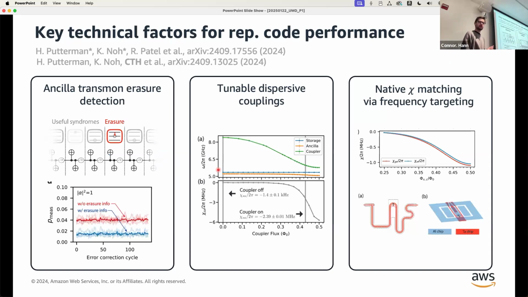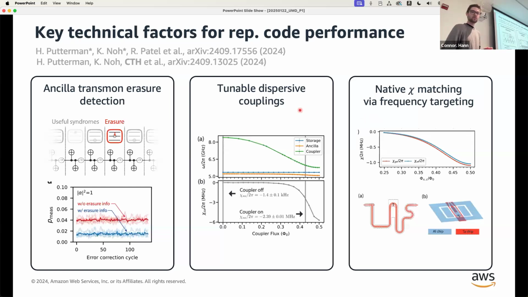Before moving on, though, and talking about performance, here again, I wanted to just briefly flash up some technical details that turned out to be very important in getting all of this to work. Here again, I'm not going to spend too much time, but ask me after the talk if you're interested in any of this. The first one is actually what I was just mentioning. The fact that we use this GF encoding for the transmon means we can detect T1 errors and treat them as erasures. And this is helpful for improving the performance of the repetition code.